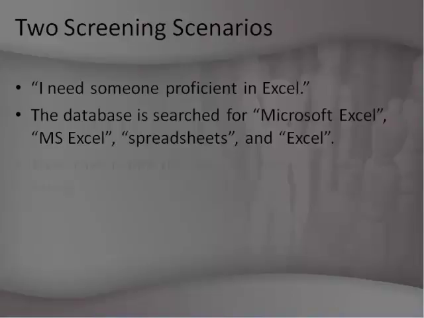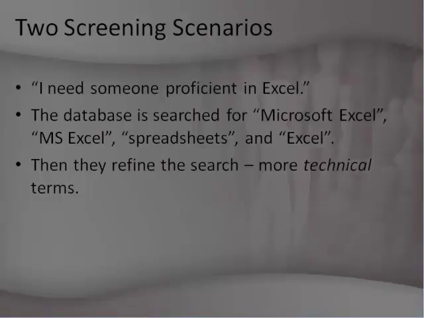The next step is to refine that search. Since they're looking for somebody that's very proficient in Excel, they might perform a secondary search that utilizes more technical terms, things that would be used by Excel developers. Like Visual Basic for Applications, VBA, Excel macros, things like that, even Certified Microsoft Office Professional. Those secondary keywords are normally going to generate a list of resumes that's small enough to be reviewed by hand.